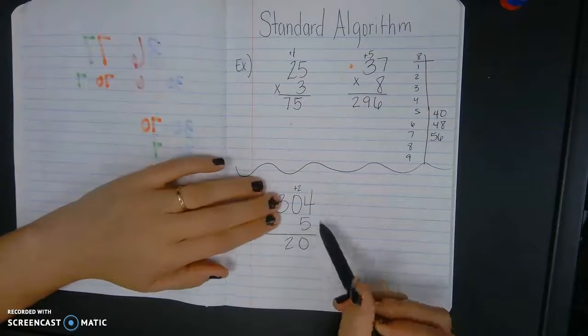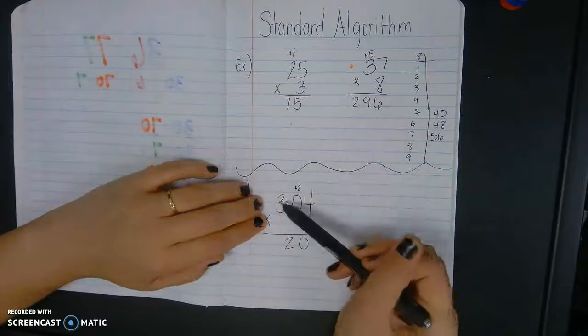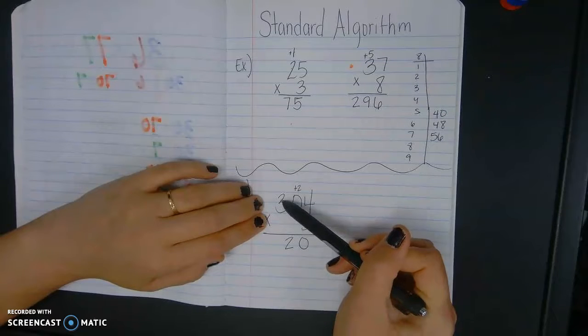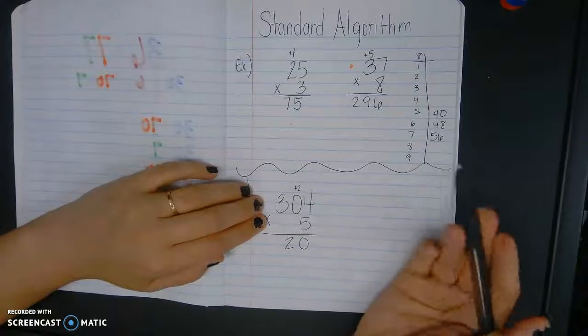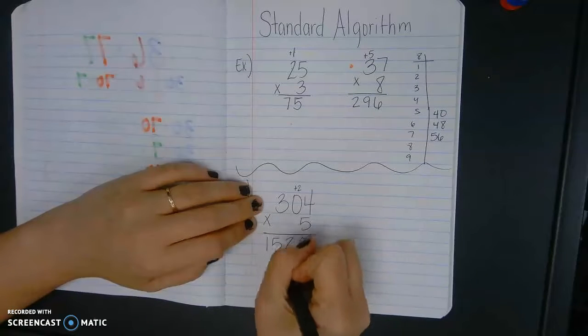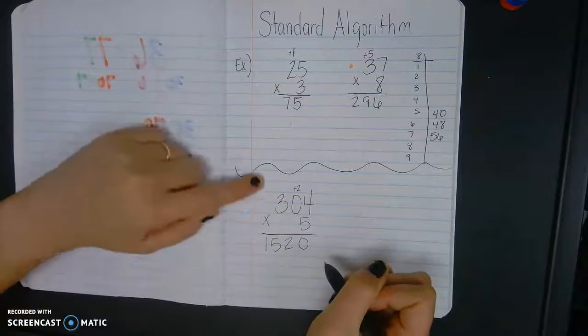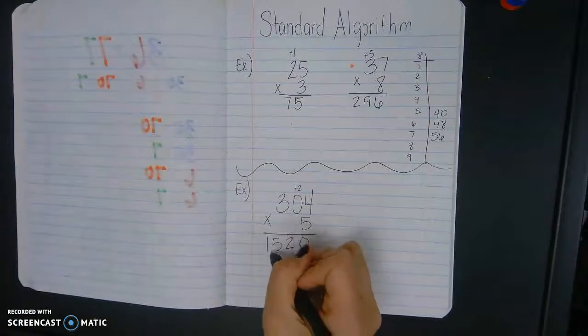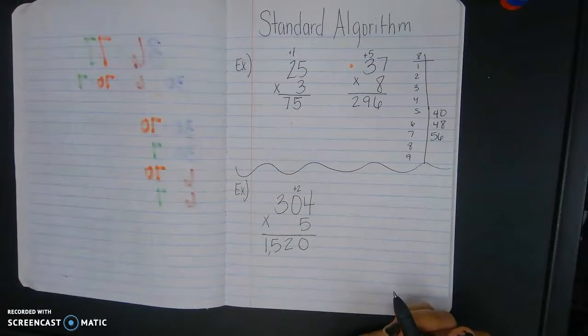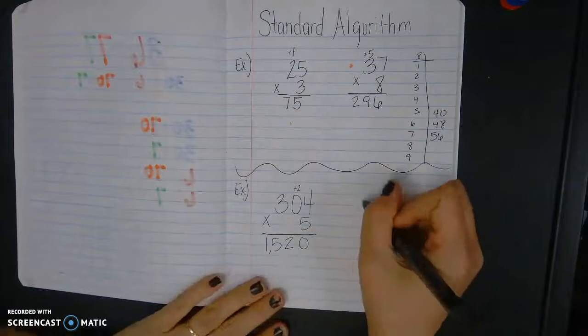Now, that's what we did up top. Now we just have the one extra step. Now we go times the hundreds place. So 5 times 3 gives me 15. And I can write the whole thing down here because I don't have anything in my thousands. So 1,520. All right, let's do another one.